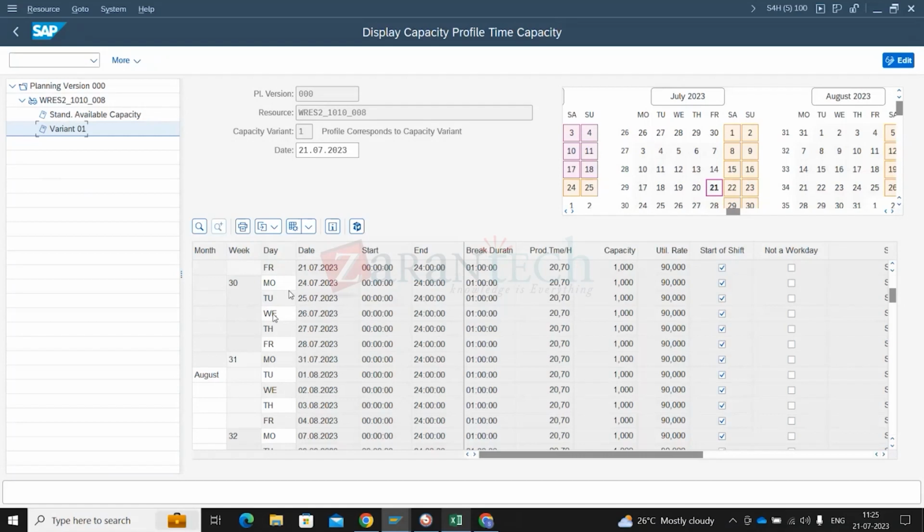So see Monday, Tuesday, Wednesday, Thursday, Friday only. Only 5 days this resource is available. Saturday, Sunday are gone. How is it? We never specified. Can anybody tell me where the Saturday, Sundays are gone here? Why? See, for Monday, it is available. On this day, it is available for 24 hours, then 1 hour break. So total available capacity is 20 hours because the utilization rate is 90%. And it is only one single resource. That's why one capacity. But where are the Saturday, Sundays? Where did I specify that don't consider Saturday, Sundays? Maybe in the calendar assigned.